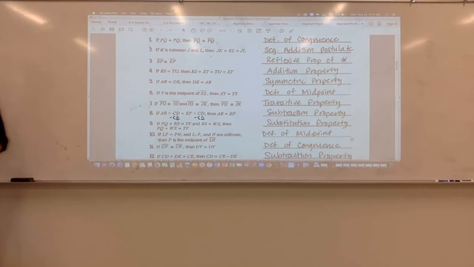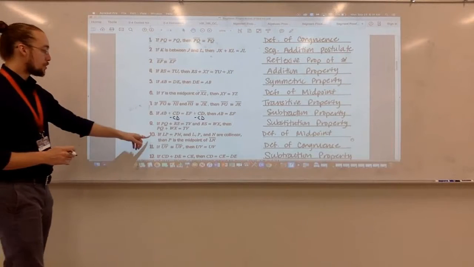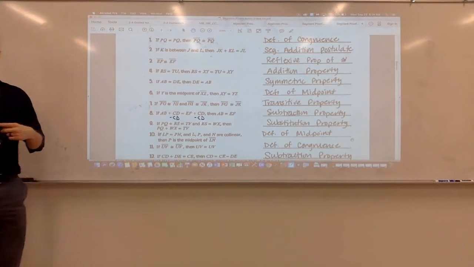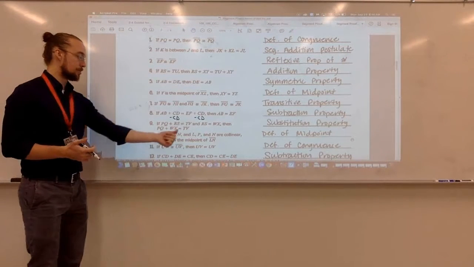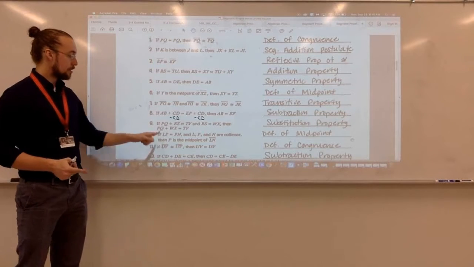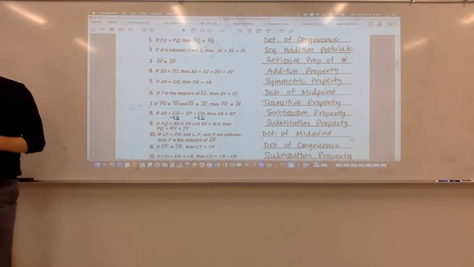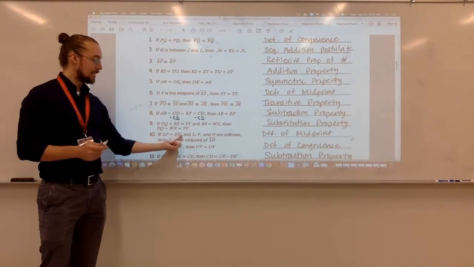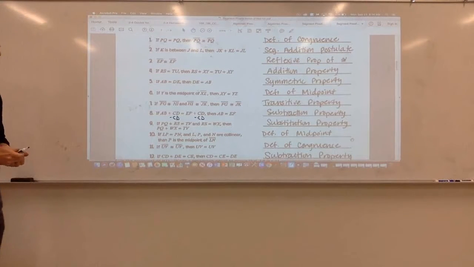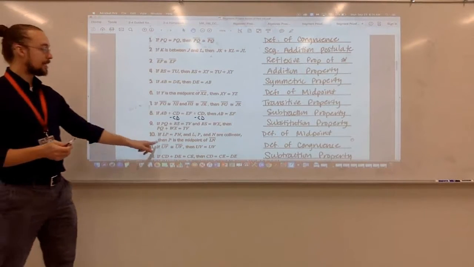Number 10? So this one is just kind of going in reverse for our definition of midpoint. Usually we said, well, if we know that P is the midpoint of LN, then LP equals PN. But here we're just stating that in reverse, right? They're saying if I've got two segments that are equal to each other, and these points are all on the same line, then P is the midpoint.